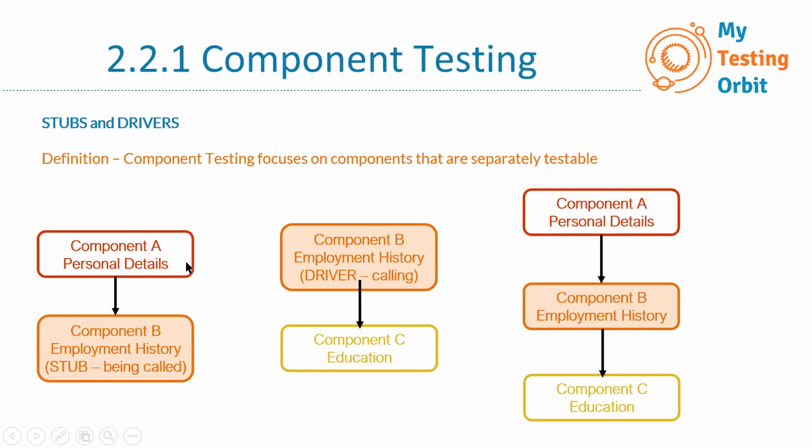Now when a component is being called by the main component, it's known as a stub, because here component B is being called by the main component, which is component A. So in this case, this will be known as a stub. A stub can also be known as a mock object, and the same is true for a driver as well. So we'll come to the driver now.